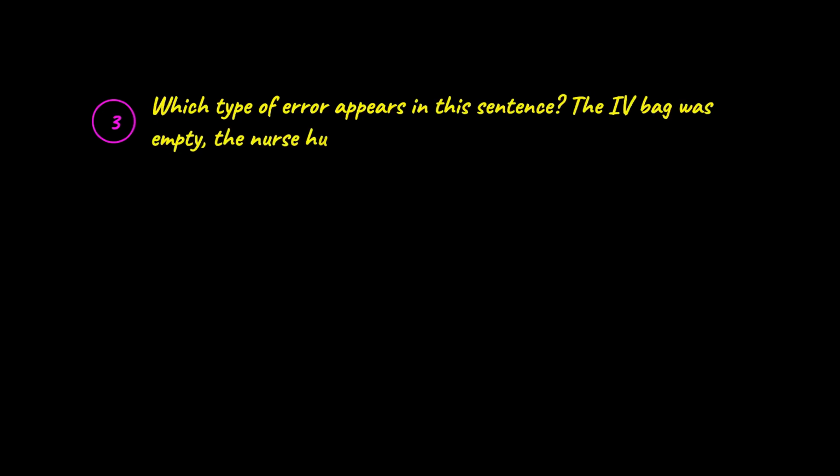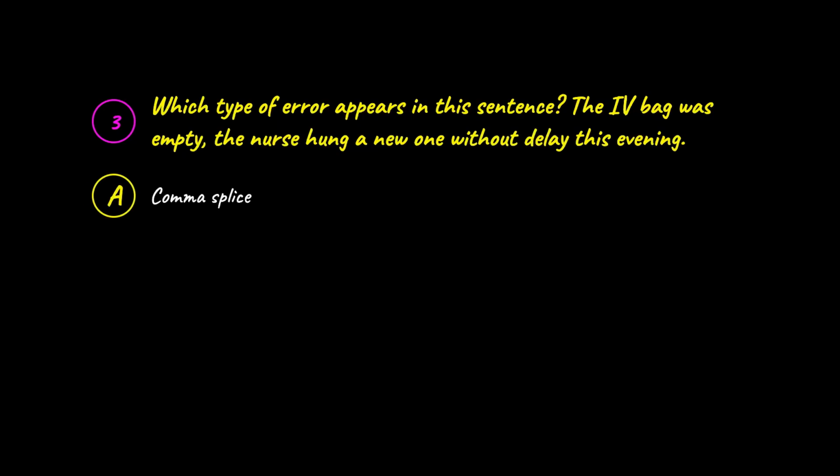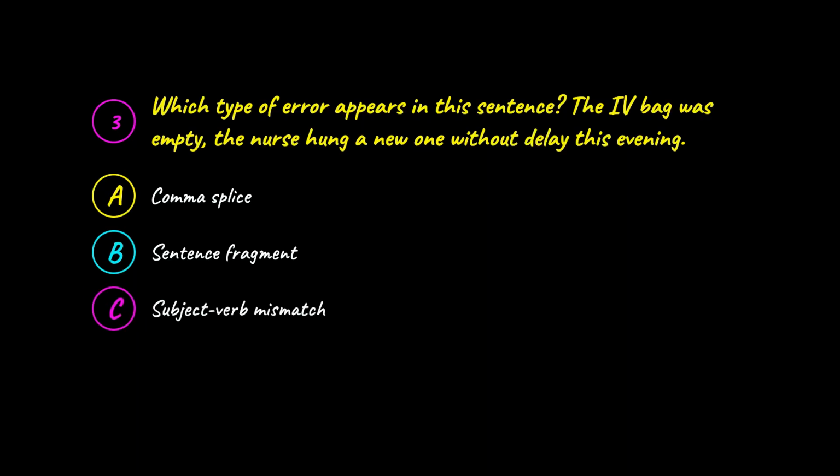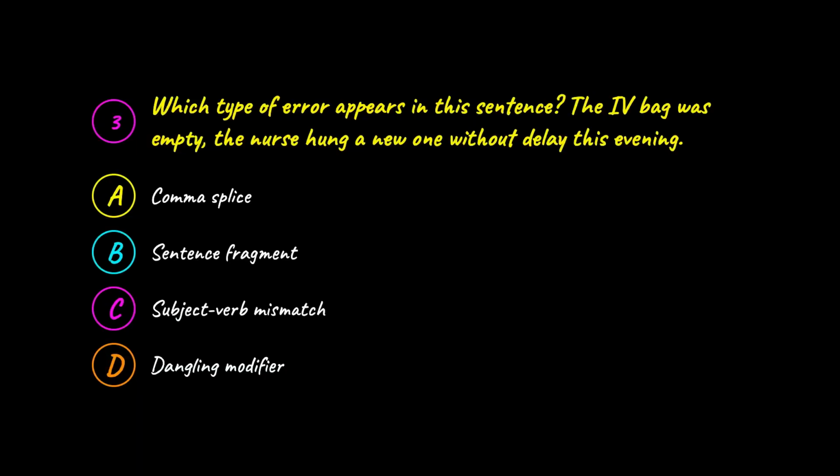Question 3. Which type of error appears in this sentence? The IV bag was empty, the nurse hung a new one without delay this evening. Your options are A. Comma splice, B. Sentence fragment, C. Subject-verb mismatch, D. Dangling modifier. Before I reveal it, which one do you think is right?